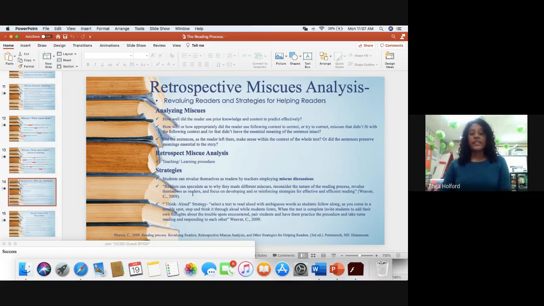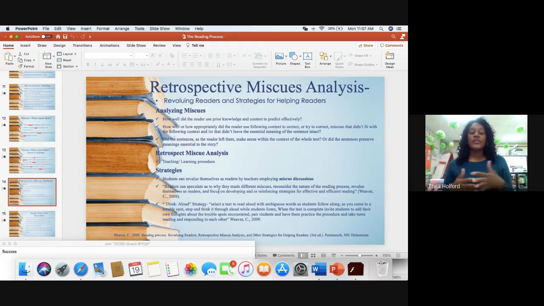Strategies. Some strategies that you can use: students can revalue themselves as readers by teachers employing miscue discussions. Discuss with your students their miscues and what they can do to prevent miscues. Readers can also speculate as to why they made different miscues, reconsider the nature of the reading process, revalue themselves as readers, and focus on developing and or referencing strategies for effective and efficient reading.